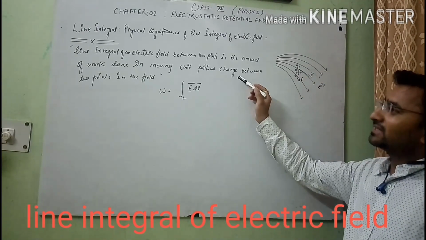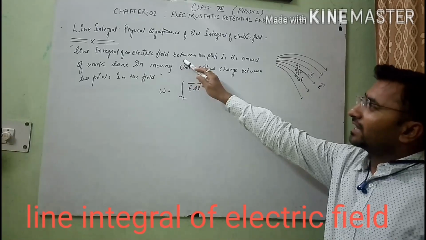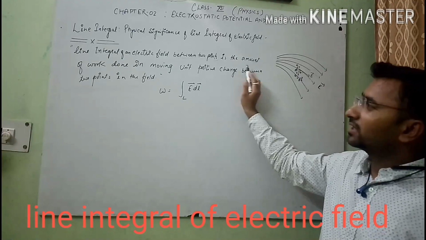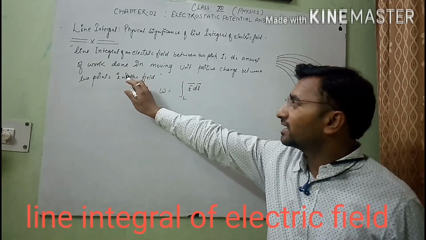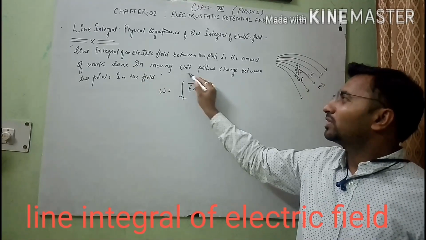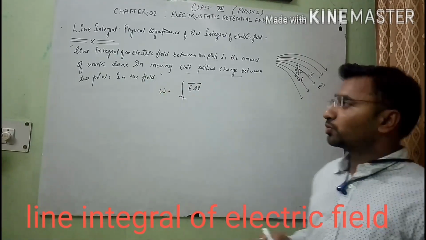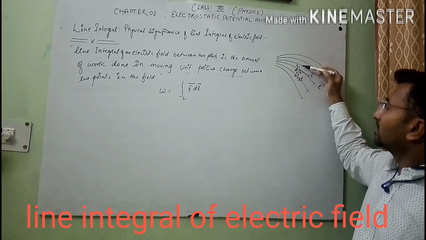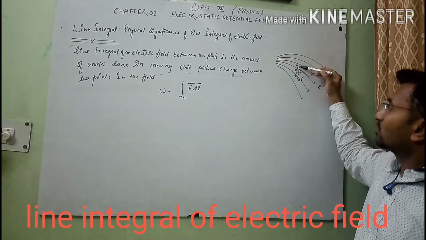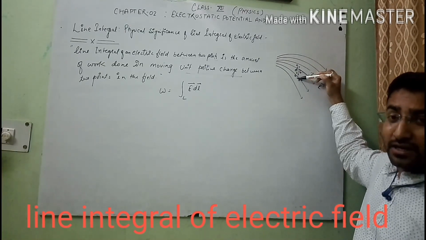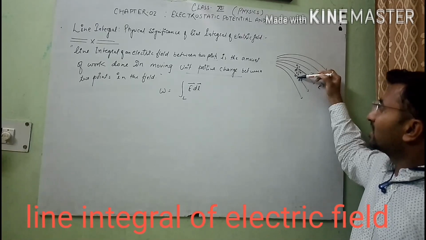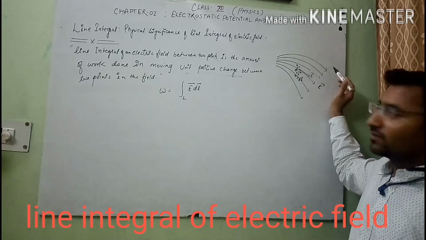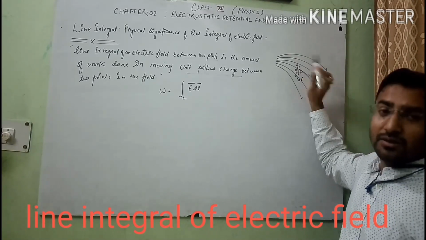Here in the definition you can see the line integral of an electric field between 2 points. It is the amount of work done in moving a unit test positive charge between these two points. It means that the electric field will do the work to carry this charge from point A to B. Then if you want to carry this charge from B to A, you will do the work against the electric field, so the value of work done will be negative compared to the previous value.